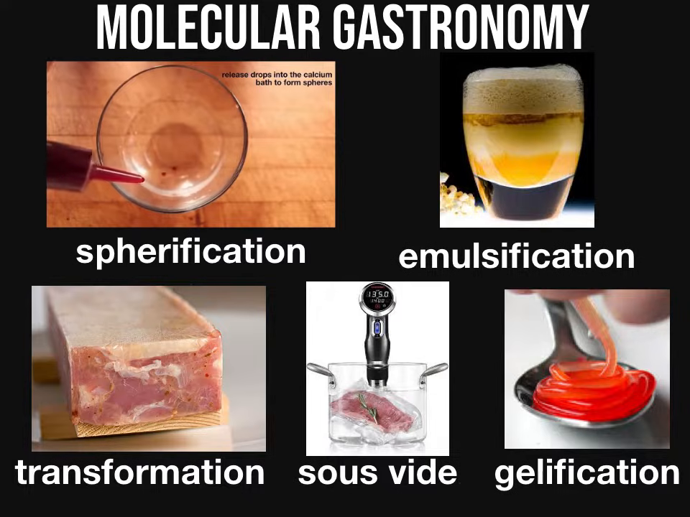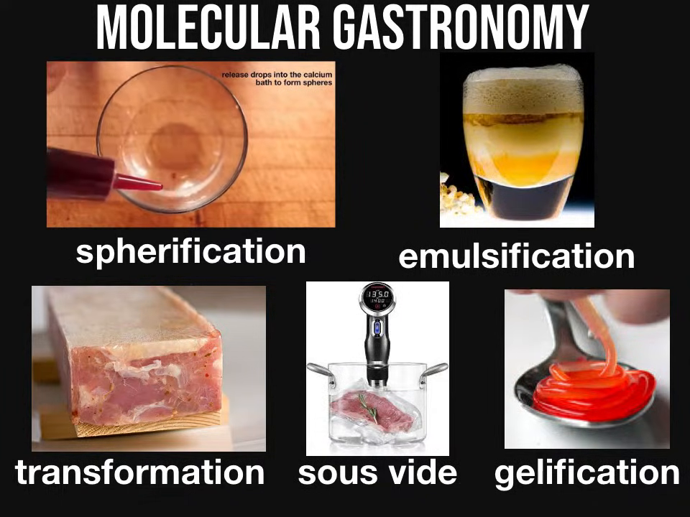Emulsification, if you recall from our salad class, is a word that means combining 2 liquids that don't want to combine, like oil and vinegar. In this case, there's all kinds of liquids, and they use it to make foam and air in molecular gastronomy.